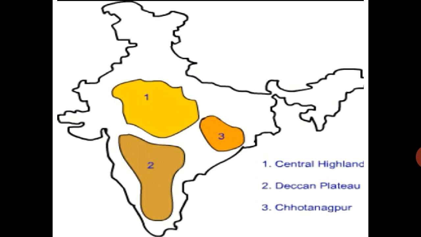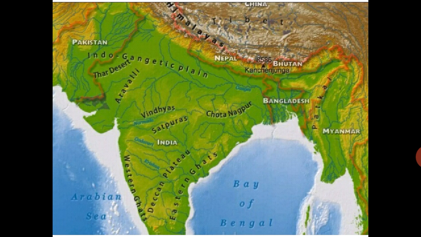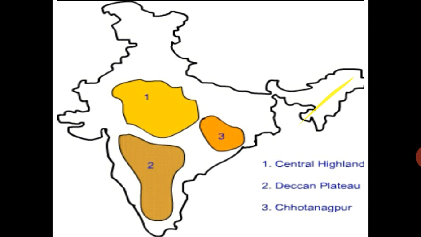See, now it is given here: Central Highland, Deccan Plateau and Chota Nagpur Plateau. In this also it is given: Vindhyas and Satpuras, Chota Nagpur Plateau, Aravalli ranges. See, on this side the Aravalli range is there. Down, the Western Ghat is there, and the Eastern Ghat.